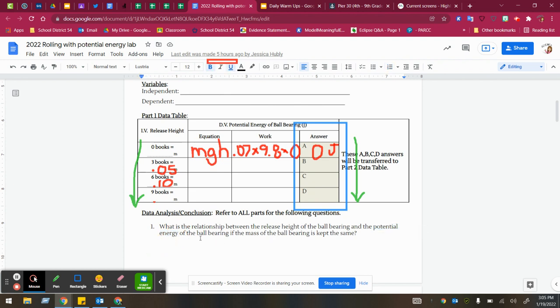For this, you're going to use the sentence starter: as the blank increases or decreases, then the blank increased or decreased. You are looking at your green arrows up here. Start with your independent variable, fill in the blank with your independent, and then choose increases or decreases. Then fill in the blank with your dependent variable and decide if it increased or decreased. Hopefully this helps you complete part 1 of the Rolling with Potential Energy Lab.